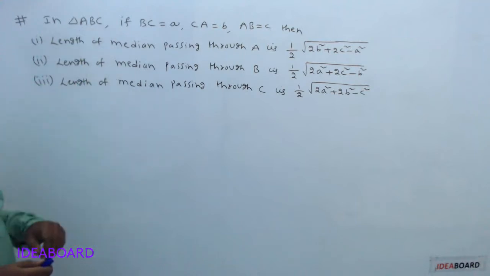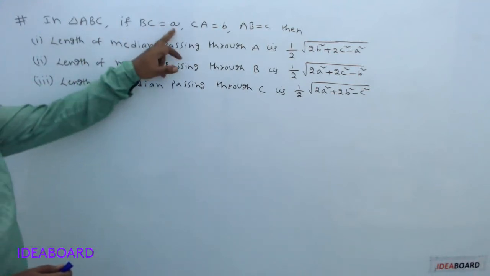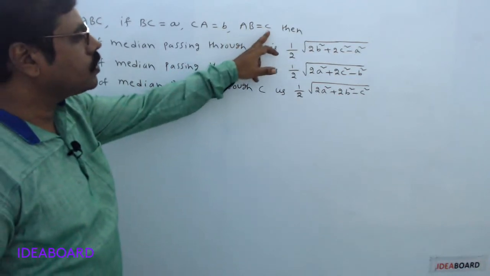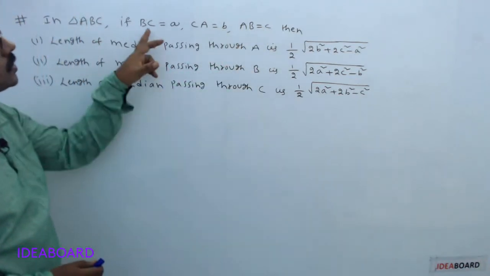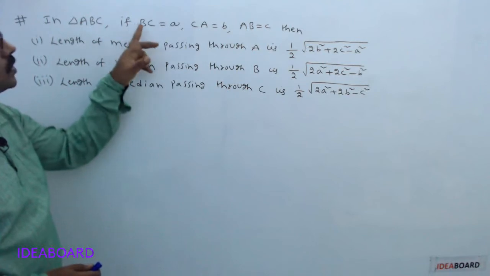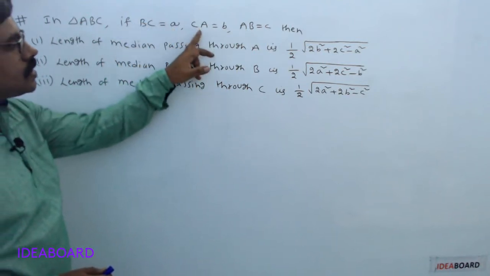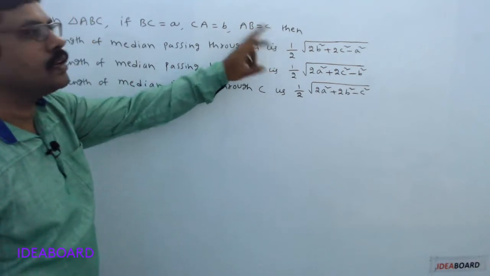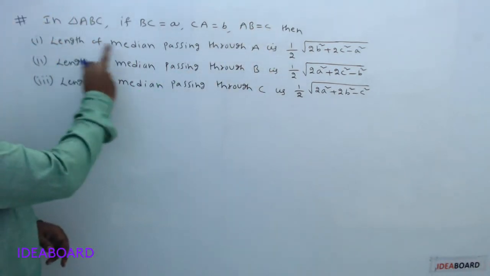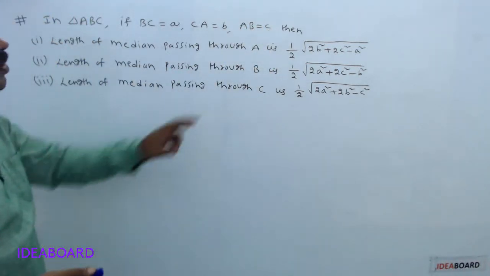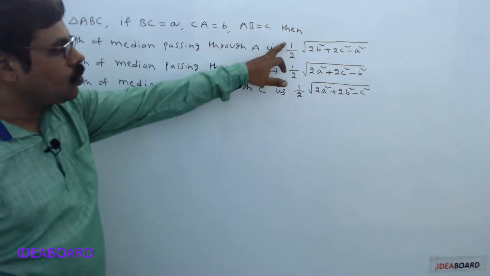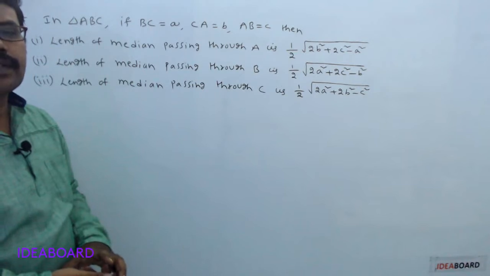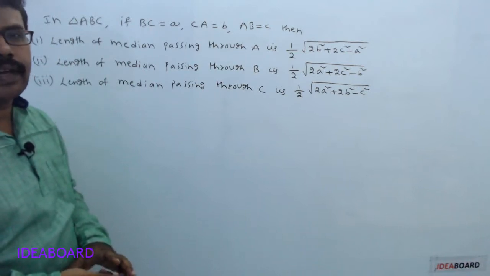In triangle ABC, if BC equals A, CA equals B, AB equals C. Here side lengths are given. Side BC length is A, side CA length is B, side AB length is C. Then the length of the median passing through vertex A is 1 by 2 into square root of 2b square plus 2c square minus a square.